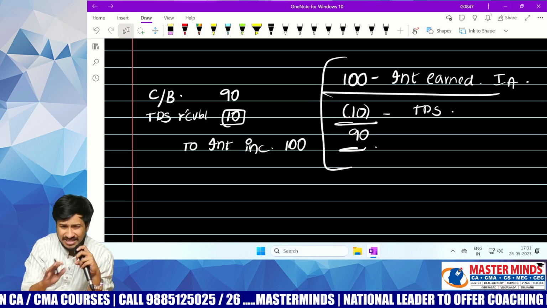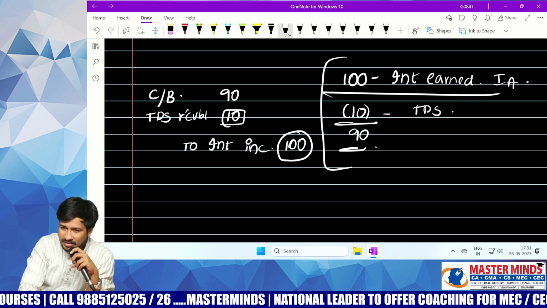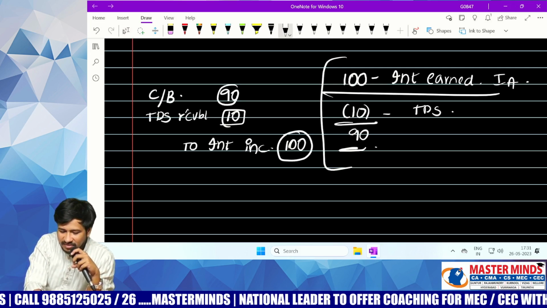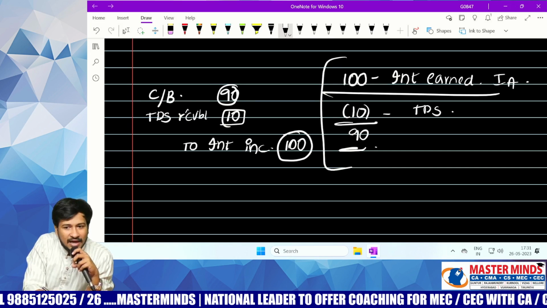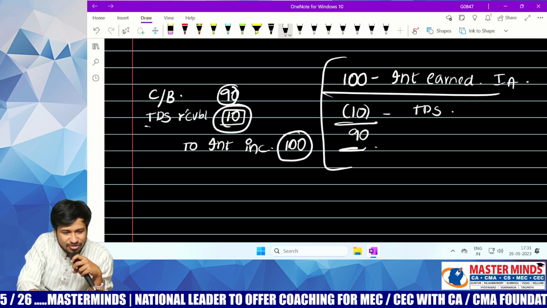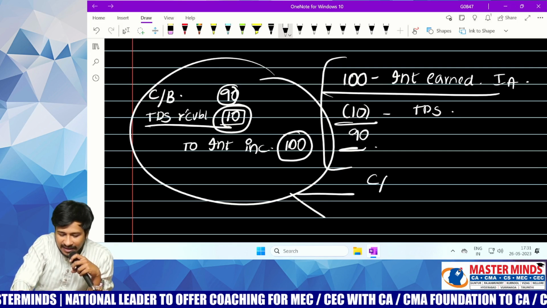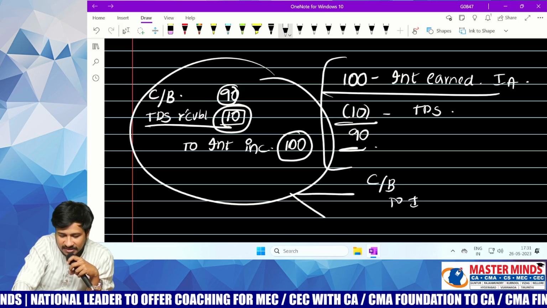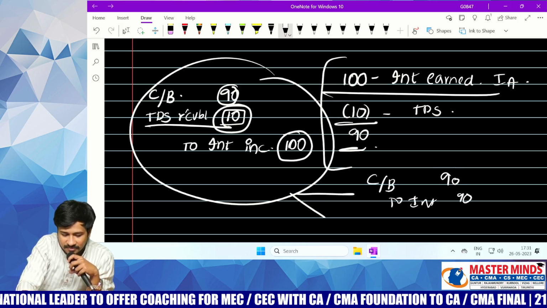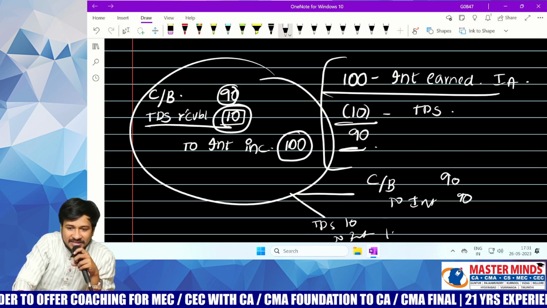Now, you think with common sense, okay? How much is your income? 100. How much you have received? 90. How much is not at all connected to cash? 10. This 10 is not at all connected to cash. Let me break and write two entries for this one. Cash or bank account debtor to interest income 90. TDS receivable 10 to interest income 10.